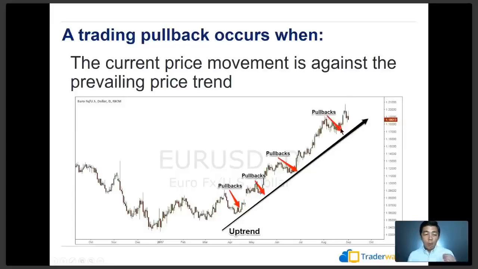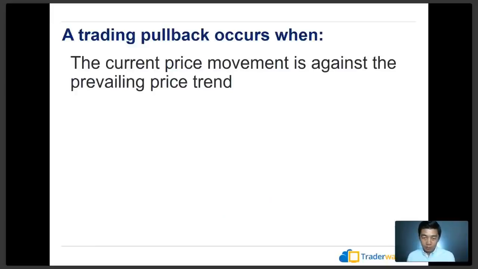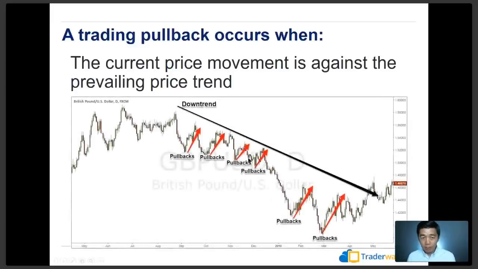All right, so a pullback doesn't happen only in a prevailing uptrend. A pullback can also occur during a prevailing downtrend. So how does it look like? This is an example of another currency pair, which is in a prevailing downtrend. As you can see over here, resistance has been getting lower. The supports have been falling as well. So a pullback in a prevailing downtrend is when the price goes higher. Okay, so in this case, this is what we call a pullback, from here to here, here to here, and as such from there.